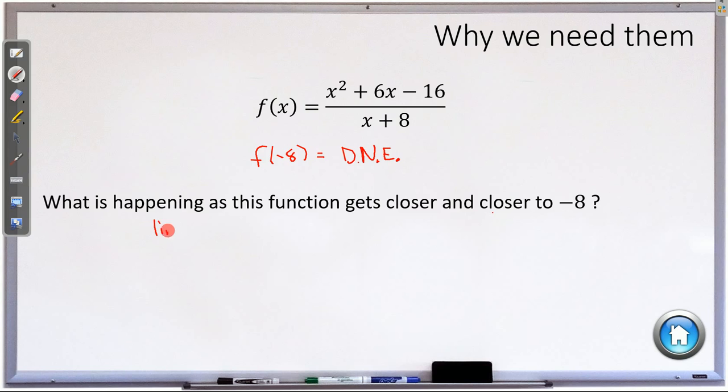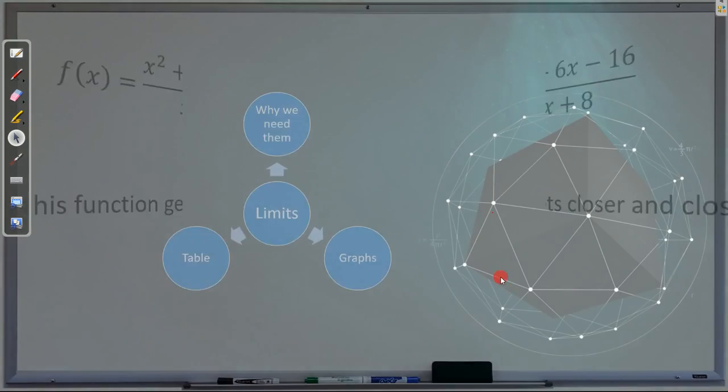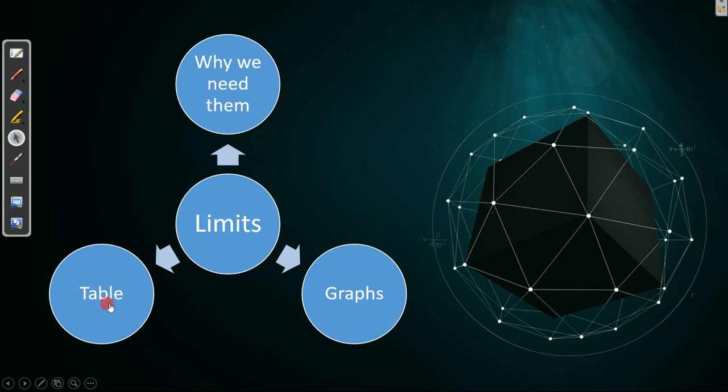The way we write it is the limit as x approaches negative 8. So what's happening as you get closer and closer to negative 8 of this function? That we can do, but we cannot plug in the number. There are two ways we want to look at how to do this. The first way is with a table. We can simply plug in numbers in a table, and we'll be able to see what's happening. Another way is if you're given a graph, then you can visually see what the function is doing.